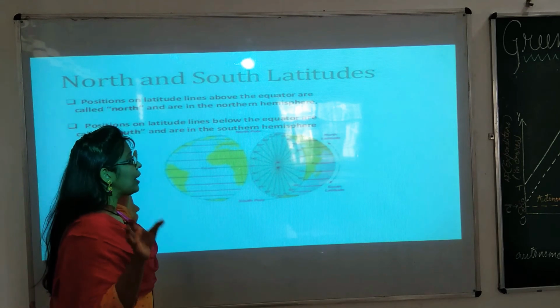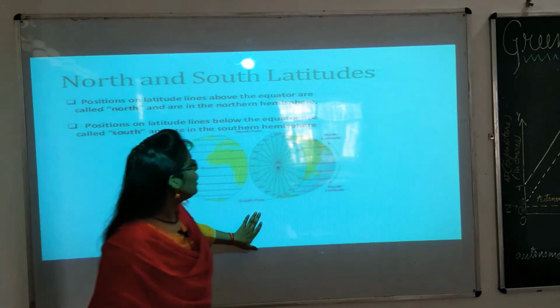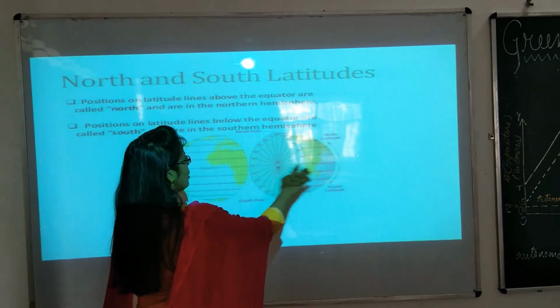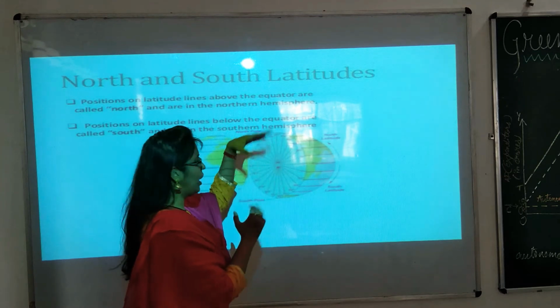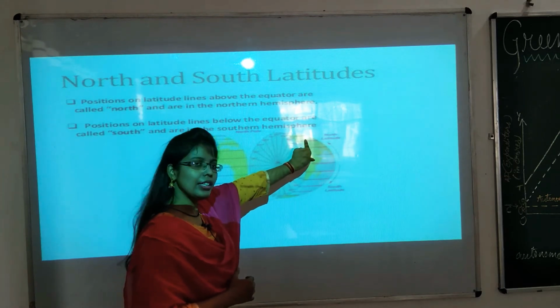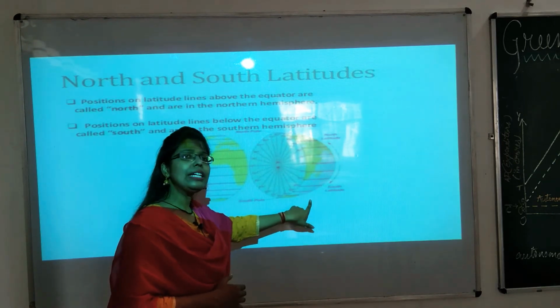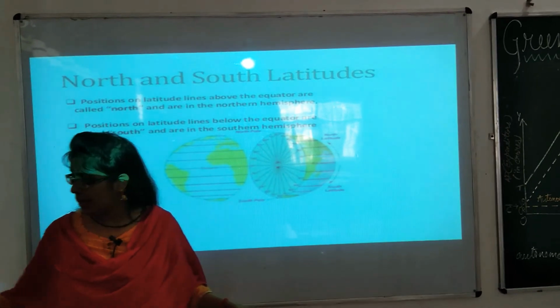So likewise, you have seen North Pole, South Pole, North latitude. If we join this, the equator being at 0 degree divides the earth into equal hemispheres. Above is north latitude because this is the northern hemisphere. Below the equator is south latitude because this is the southern hemisphere.